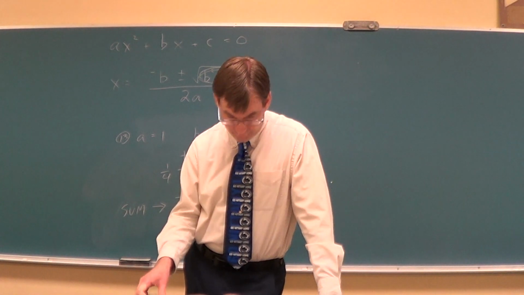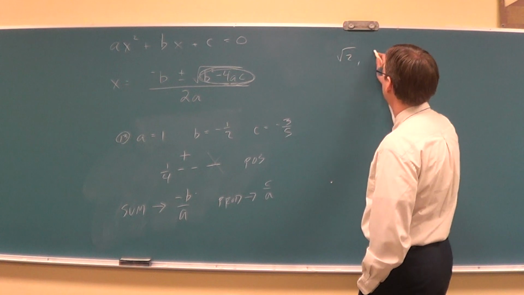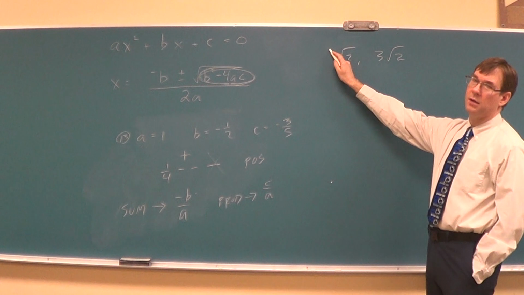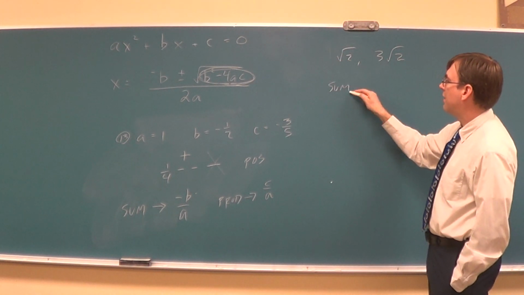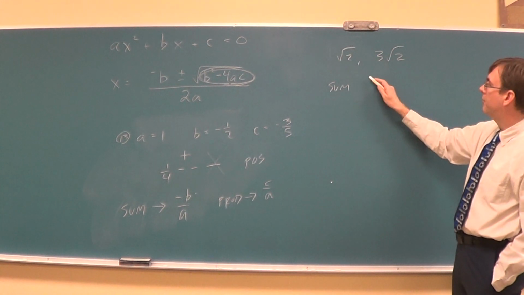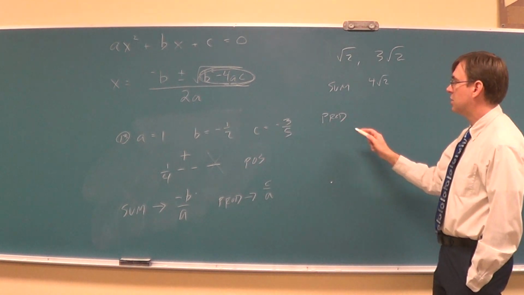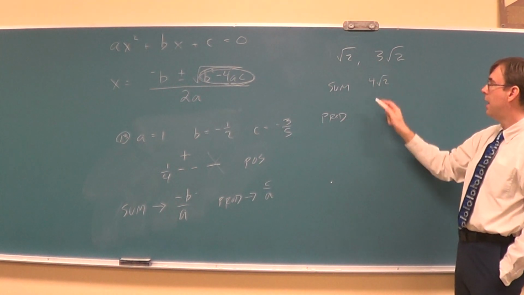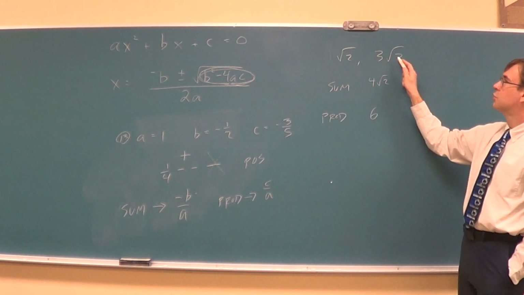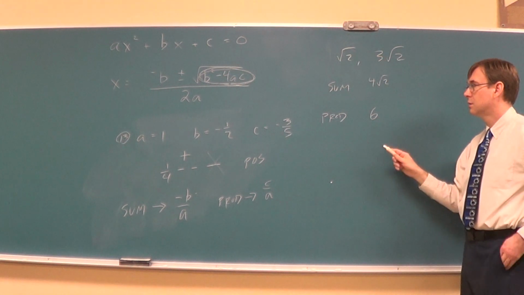40? So for 40, we have root 2 and we have 3 root 2. What's invisibly here that we can write? 1. There's a 1. So what we're going to have to do is figure out the sum. Sum means add those up. 4 root 2. Product means to multiply. So multiply them. 3 root 4, which is 6, because root 2 times root 2 is 2, and 2 times 3 is 6.